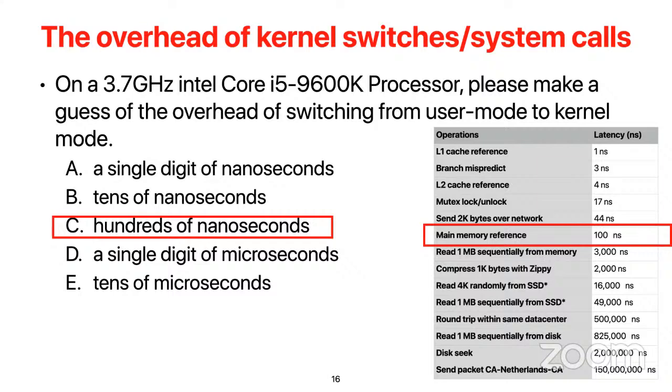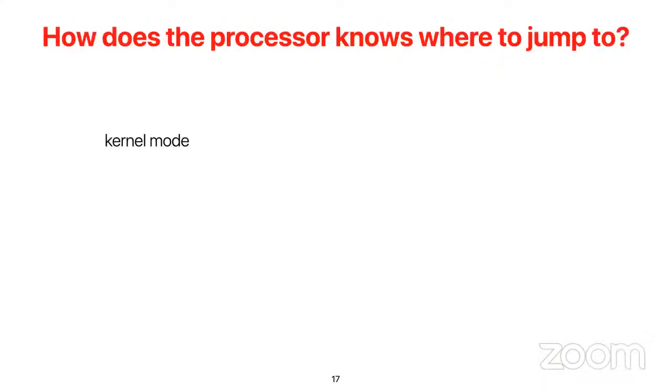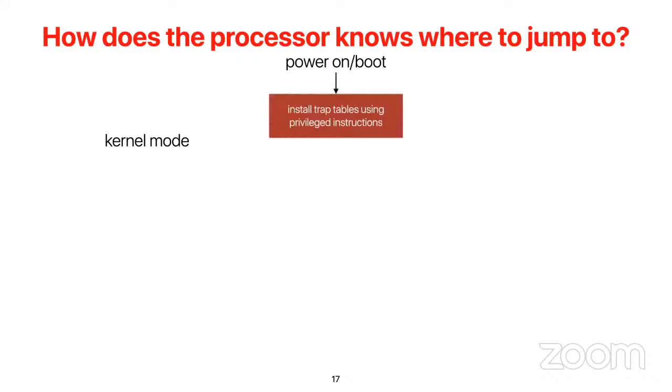So now our question is, how does the processor know where to jump to? This is going to be related to what happens when you boot a system. In the very beginning, when you power on or boot, the basic input-output system, or your BIOS on your motherboard, has a consensus with the operating system about where in the persistent storage, most of the time your solid state drive or disk, you should install the basic operating system kernel code.